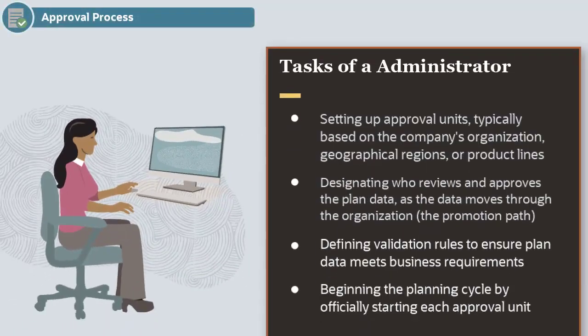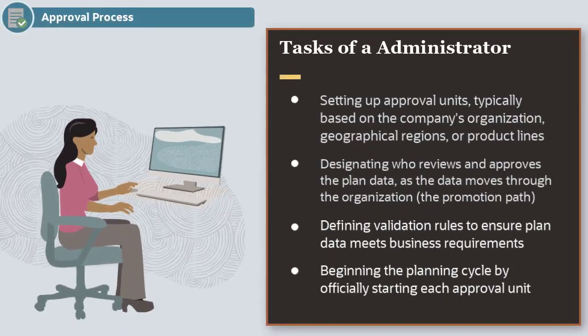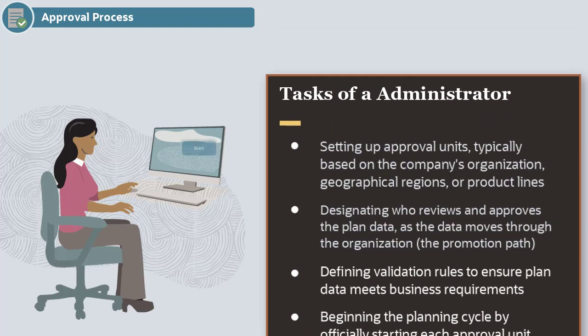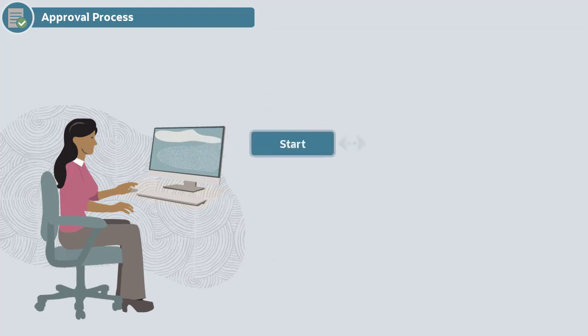Administrators prepare the approvals process by setting up approval units, typically based on the company's organization, geographical regions, or product lines, designating who reviews and approves the plan data as the data moves through the organization, defining validation rules to ensure plan data meets business requirements, and then initiate the approval process, that is, beginning the planning cycle by officially starting each approval unit. Its state then changes to under review.